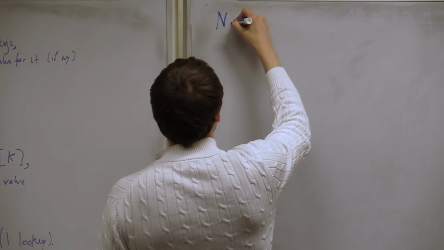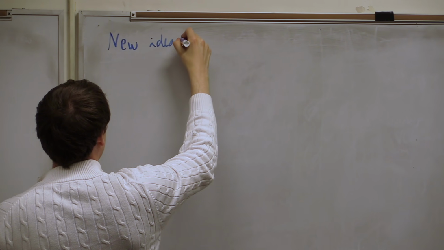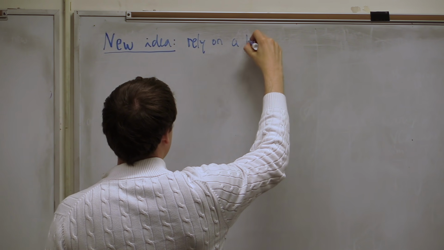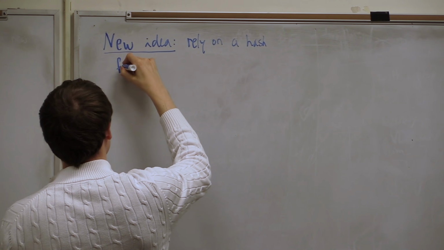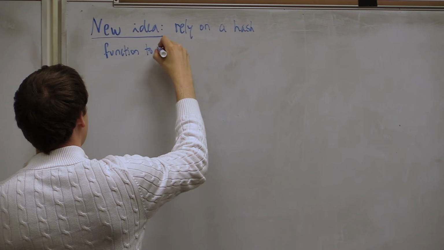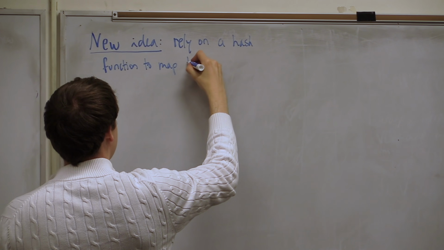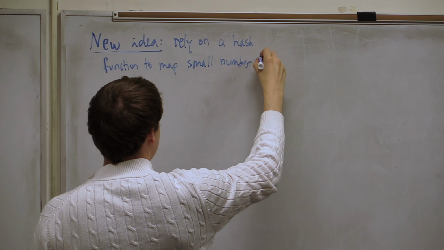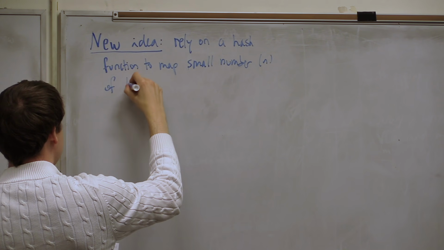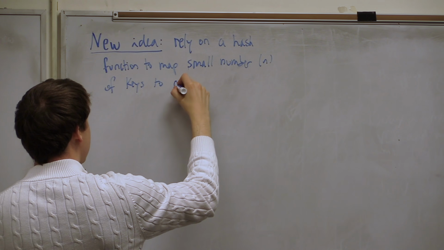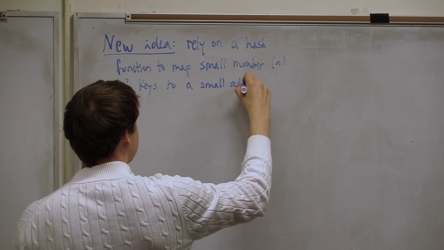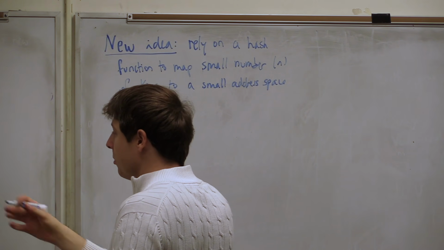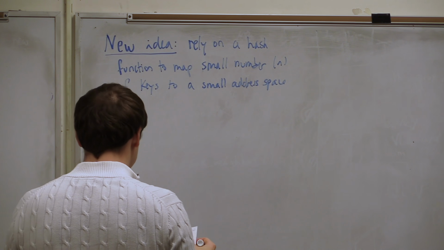So the new idea is to rely on a hash function to map a small number of keys, small number is like n, as opposed to all keys, to a small address space, so that we can allocate an array, it's just not going to be that big.